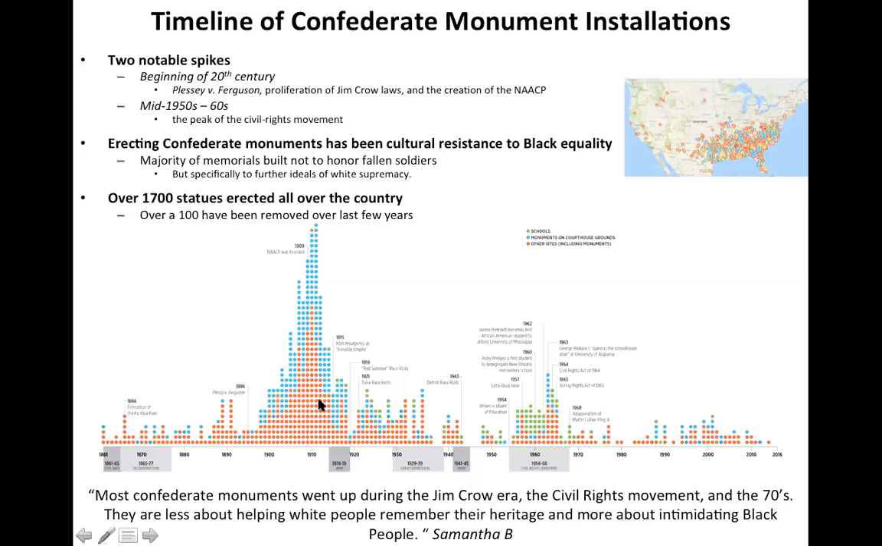So we see a lot of the monuments being built during this time, really to push this idea that white supremacy is still the law of this country. Over 1,700 statues were erected all over this country. This is a map of all the statues and monuments. There were still some in the west and the north, but you see just a huge amount in the south.